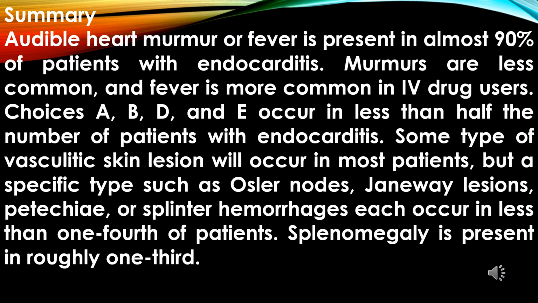Some type of vasculitic skin lesion will occur in most patients, but a specific type such as Osler nodes, Janeway lesions, petechiae, or splinter hemorrhages each occur in less than 1/4 of patients. Splenomegaly is present in roughly 1/3.